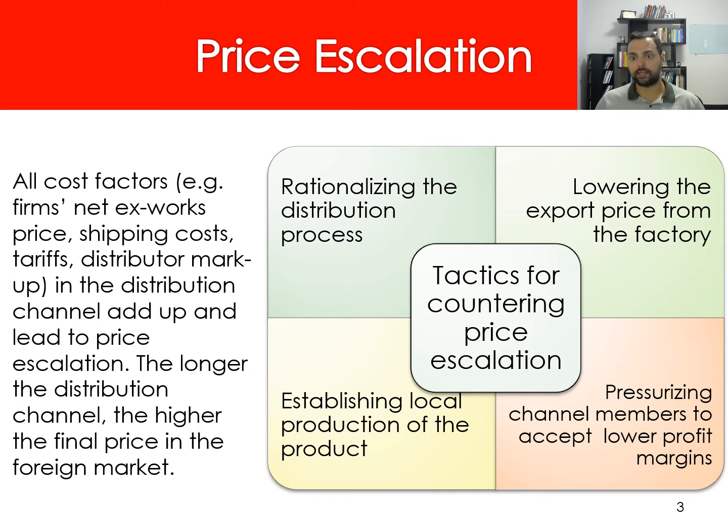For instance, it's very common for firms to have a smaller price for products aimed at foreign markets. The reason is that the company knows that when this product reaches the foreign market, given you're going to have a lot of price escalation, the price for the final customers can be so high that it can limit the access to the market. Another way to do that is to establish local production.